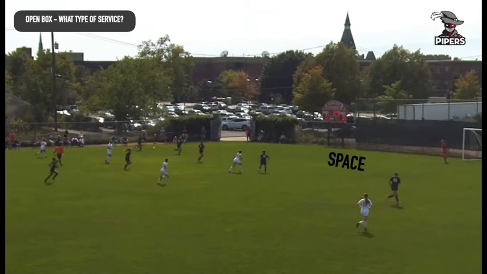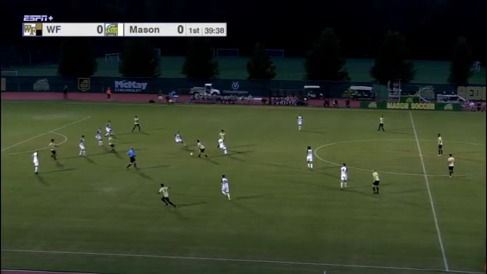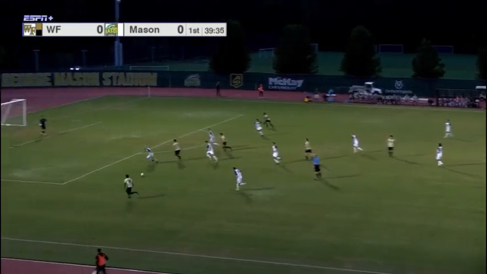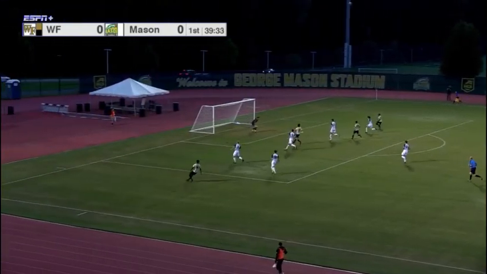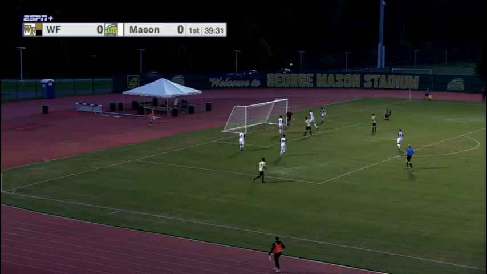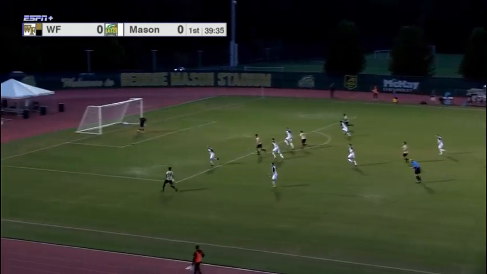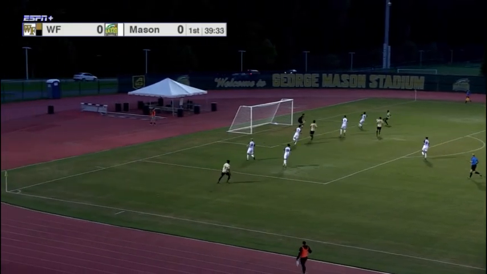So there's our space. And then we would have Tally, Kaylee, all looking to attack that space with an early ball. Here's an example from Wake Forest doing it. The ball gets played wide, first touch, early ball, and there's the opportunity. Watch again. He doesn't take multiple touches. Defenders are racing back towards their goal. Tries to find the space.